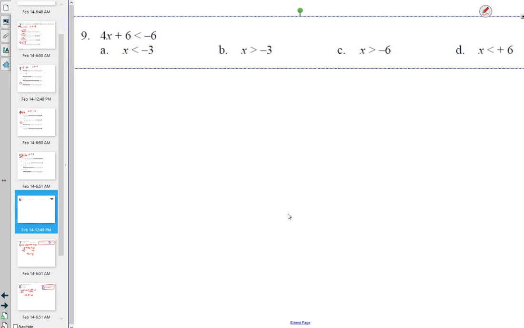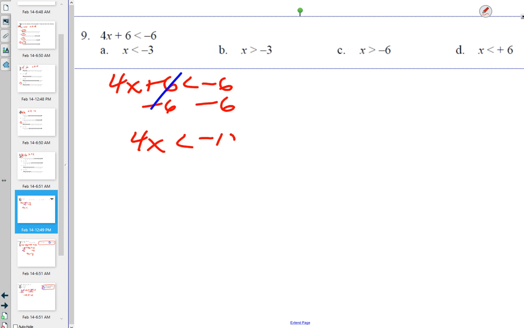Okay. Here, all we have to do is solve. We do not need to graph. So, if 4x plus 6 is less than negative 6, minus 6, minus 6. Make sure you don't put 0 there. Negative 6 minus 6 is negative 12, divided by 4. I'm dividing, but it's by a positive. The sign does not flip. I get x is less than negative 3.